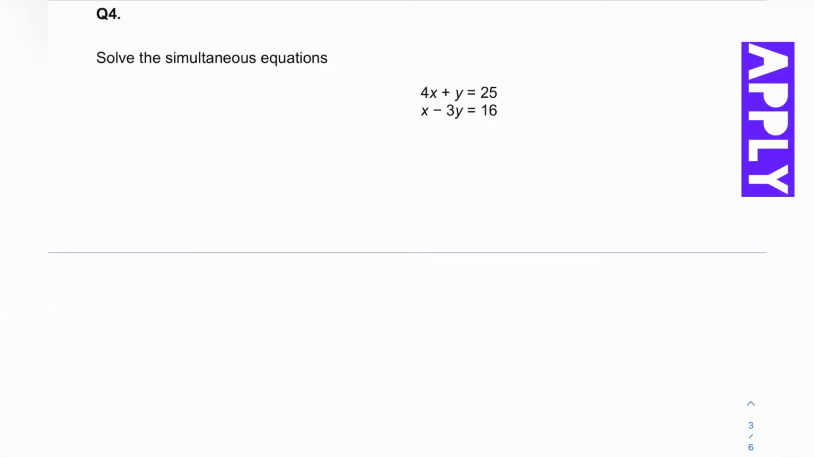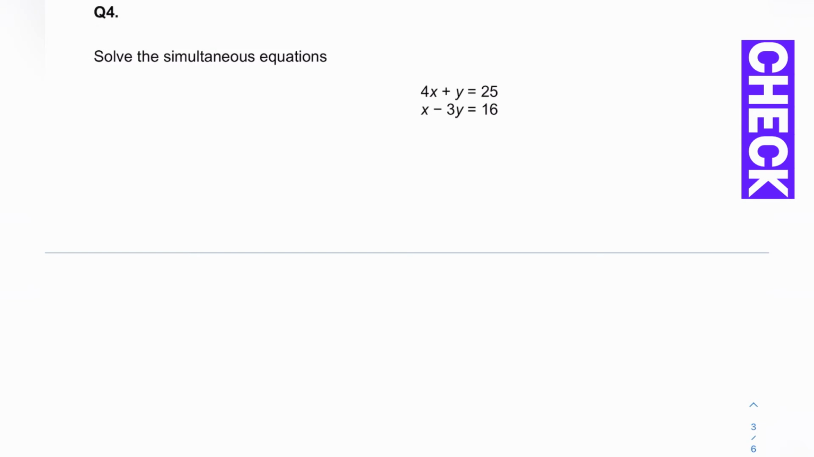So pause the video now if you want to have a go at this question before I go through it. Okay, so let's go through this question. So again, you'll notice that the coefficient in front of the x's is not the same, or the y's. So here we can make either the number in front of the x the same, or the y. This time we'll mix it up. I'll make the number in front of the y the same.